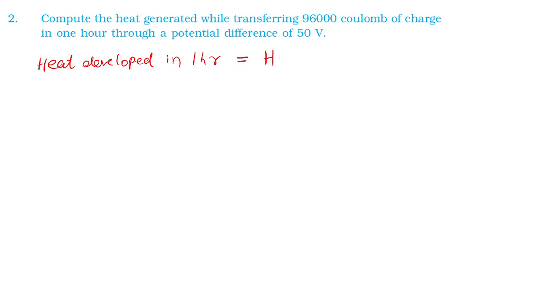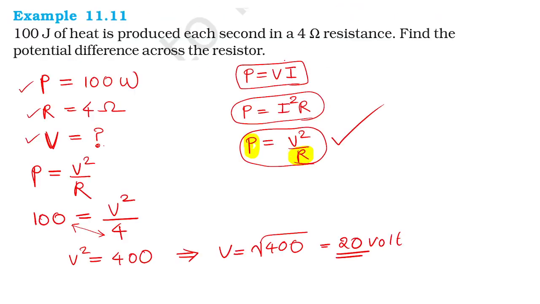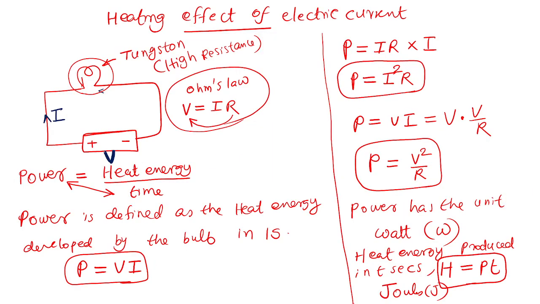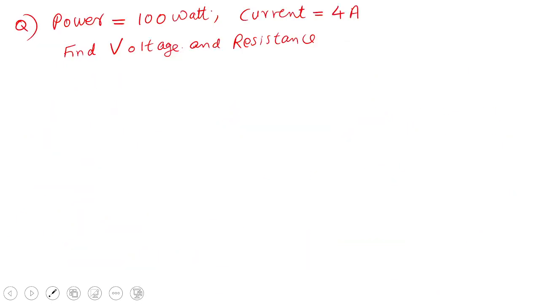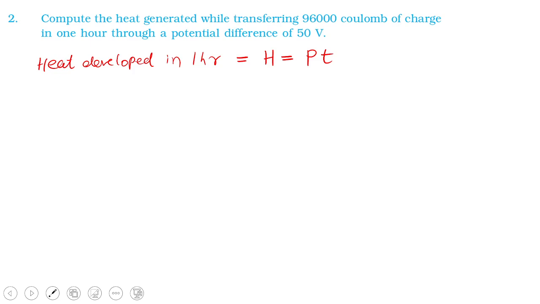Heat energy is denoted by H. I will explain the formula: heat energy is equal to power into time. In T seconds, how much heat is developed? Power into time. So heat developed in 1 hour time, H equal to P into T.